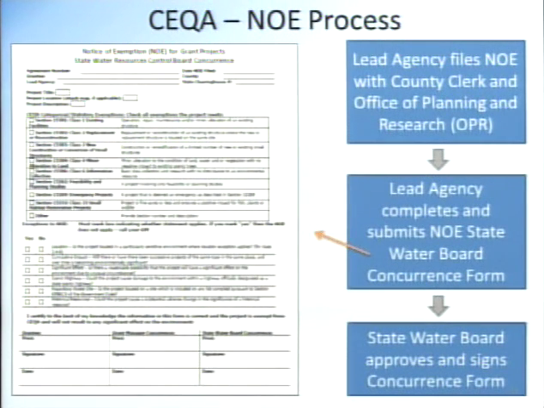Okay, so the NOE, or Notice of Exemption process. The first step is for the lead agency to find the Notice of Exemption form, fill it out, and then file it with the county clerk and the Office of Planning and Research, or OPR. Once you've filed with OPR, you can then fill out the State Board Notice of Exemption concurrence form, which I have a picture of up here, and of course, again, your grant manager will go ahead and get that form to you if you need it.